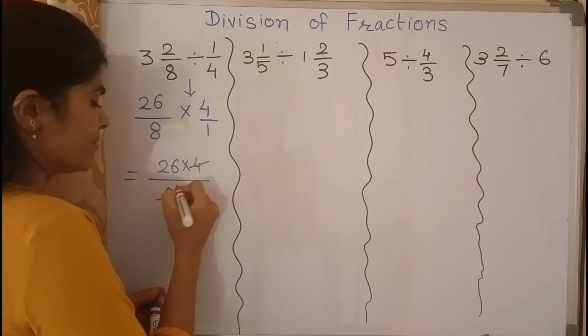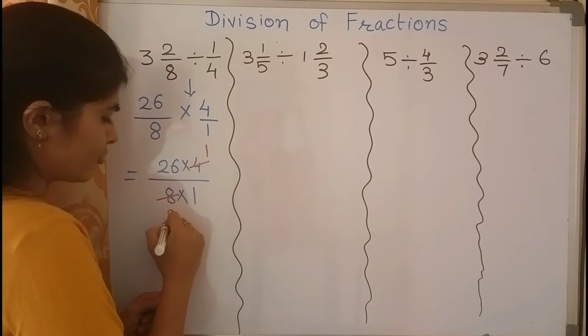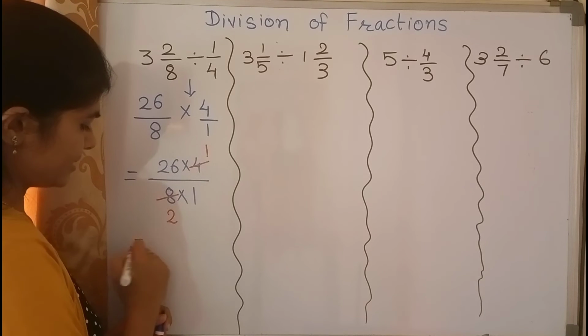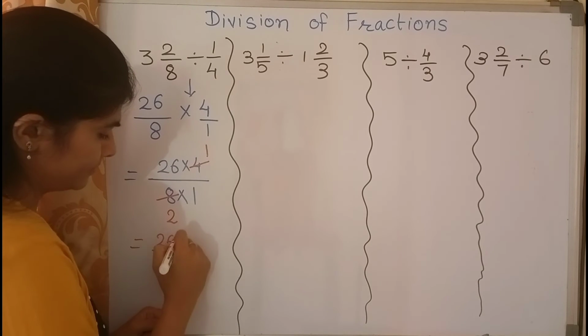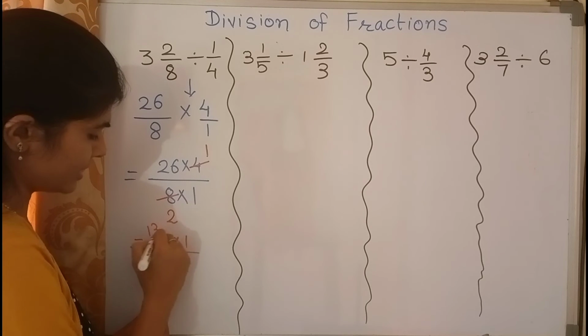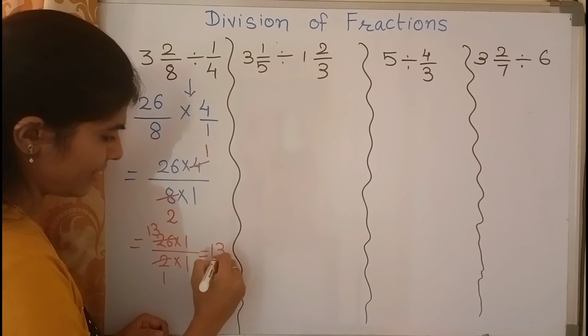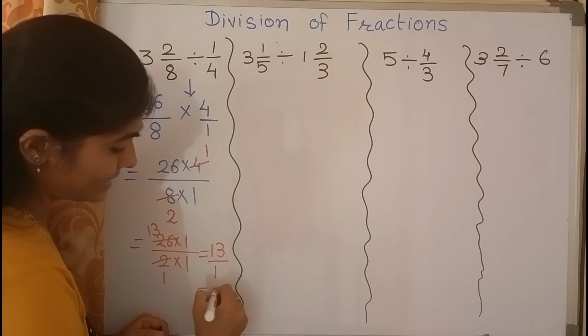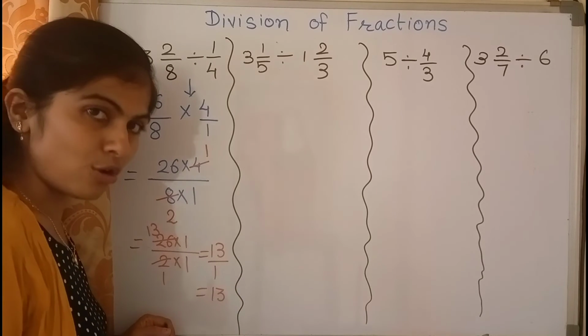Let's do it. Both are divisible by 4. So 4 ones are 4, 4 twos are 8. Now this is 26 times 1 and 2 times 1. Now for the 2 times 1 and 2 times 13, 13 ones are 13 and 1 ones are 1. So I can say my answer is 13, which is a whole number.